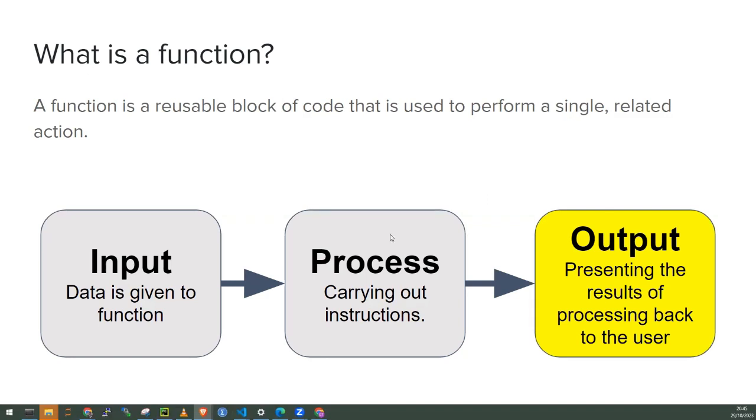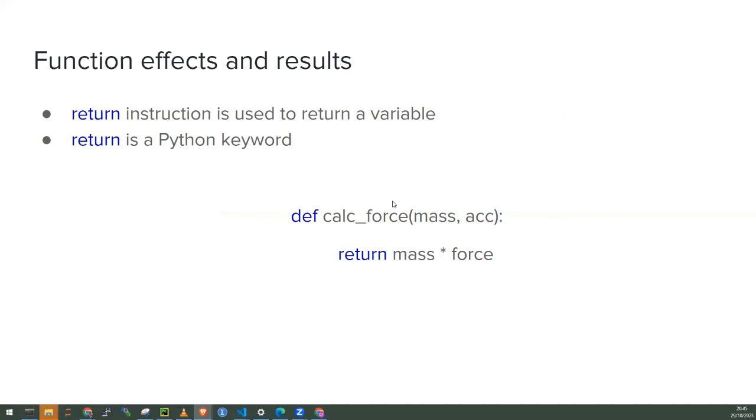So remember, we've seen this flow chart before, an explanation of what a function is. You have an input, you pass it into your function, the function manipulates it and then returns it to the user, right? So, function effects and results. Remember, the keyword to return the result of an operation in Python, when you're using it in a function, is the return keyword, right?